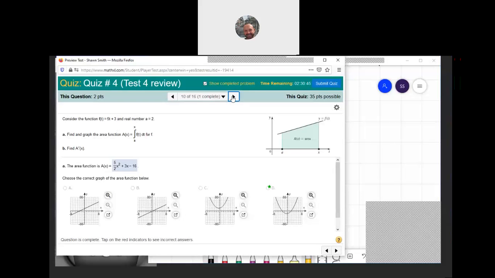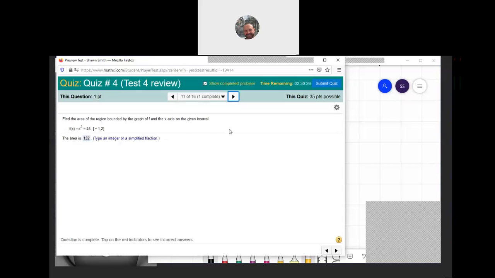All right, here's some more just notation-wise. Find a prime of x. Okay, so you're trying to figure out what the actual function was. The antiderivative, that is. Find the area of the region bounded by the graph. Okay, so area of the region is the integral, so you can rewrite this.